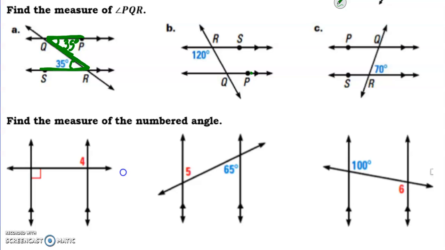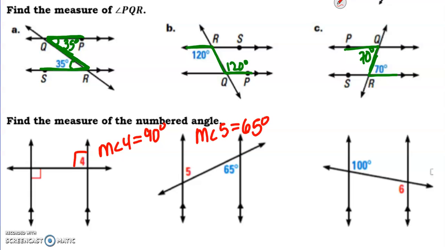So here we want to know the measure of angle PQR. So there's that. So it's alternate interior angles with this 120 degree angle, so it is also 120 degrees. And again, here's angle PQR. So since this one is 70 degrees, the alternate interior angle is 70 degrees. Okay. Down here, angle 4 is also 90 degrees. Here, angle 5 is also 65 degrees. And here the measure of angle 6 is also 100 degrees.